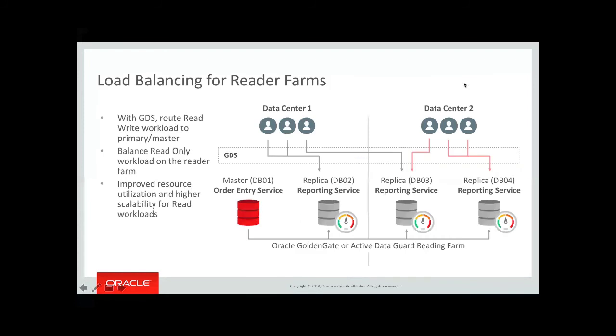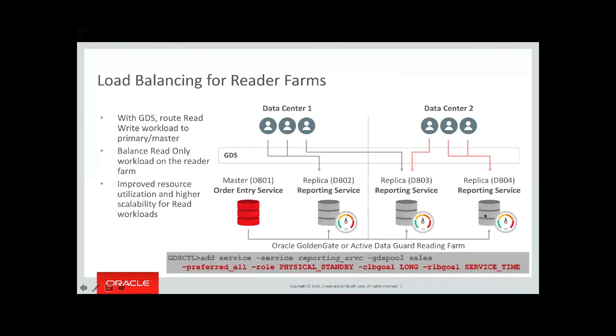Now, there's another use case called load balancing for reader farms. Many customers do this, whether it's Active Data Guard or GoldenGate. So they want all the read-write workload to be sent to the primary, and the read-only workload to be balanced across all the standbys. In this example, the reporting service needs to be balanced across the standbys. Okay. To get that, you need to create two services. One, of course, for the read-write workload, and the second one is for the read-only workload. So for the read-only workload, in this example, I'm showing reporting service.